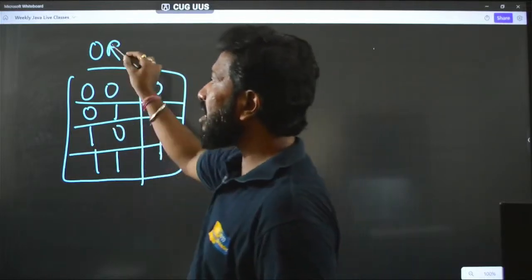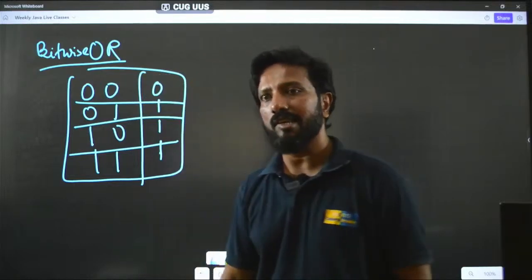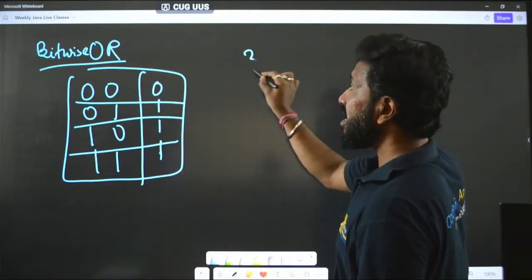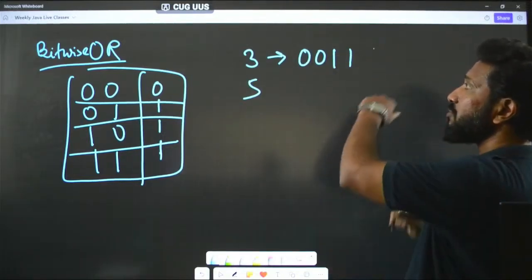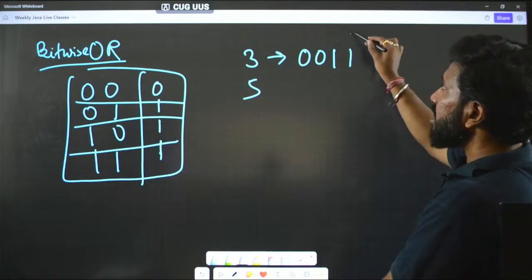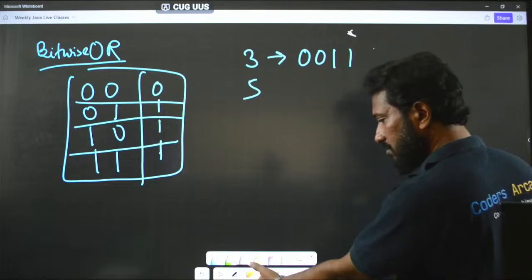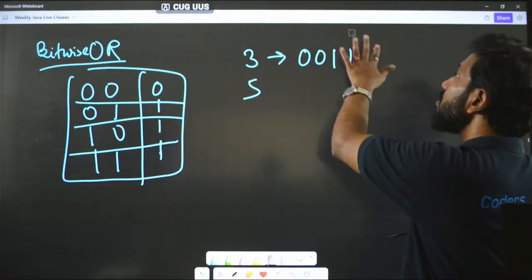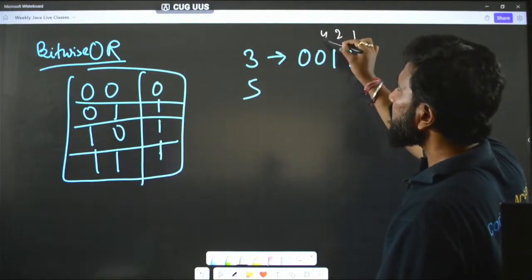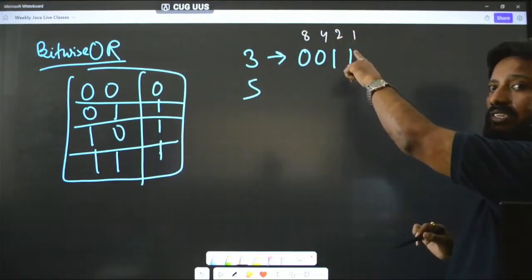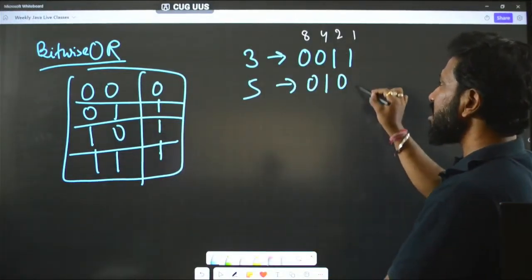Now if we take this as the bitwise OR, then we will get the answer something like this. Let's take random numbers. Okay, so I will take 3 and 5. The binary of 3 is 0 0 1 1, that is 2 plus 1. If you write this down like this, 1, 2, 4 and 8, you can see 2 plus 1 is giving us 3. That's why I have written it like this. And similarly, for the second one, 5 will be 0 1 0 1, 4 plus 1 is 5.